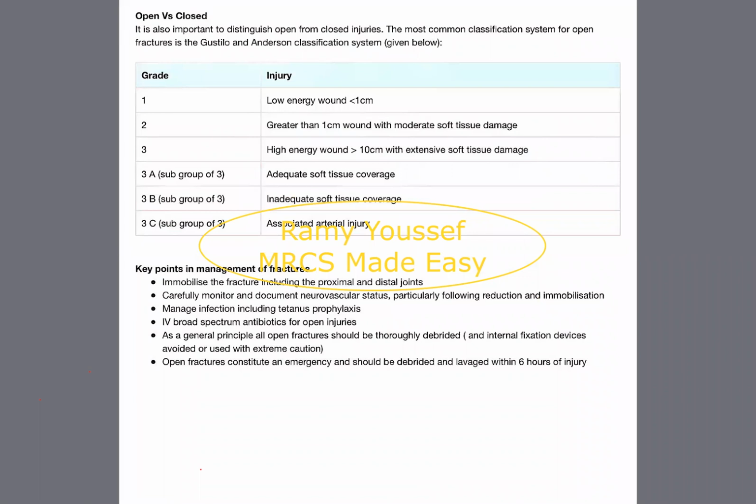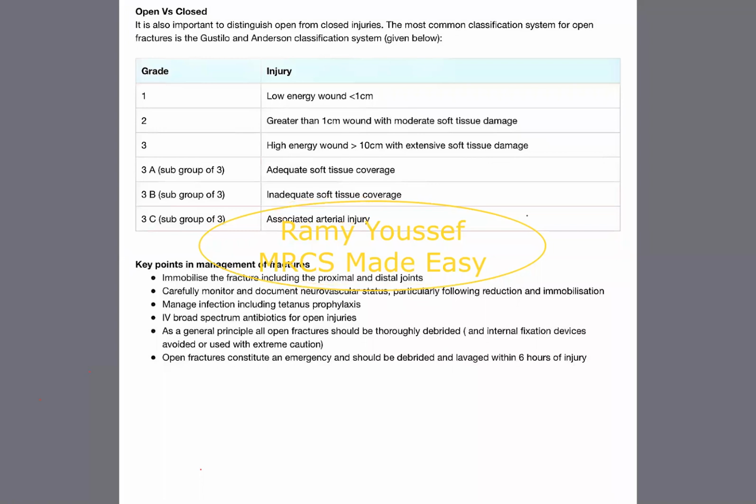Type 3A is adequate soft tissue cover, not needing any coverage. Type 3B is inadequate soft tissue, and you will need a soft tissue cover. Type 3C is associated with neurovascular or mainly arterial injury. The Gustilo and Anderson classification is very important, especially type 3C. Type 3C is very important and the most common to come in the exam.